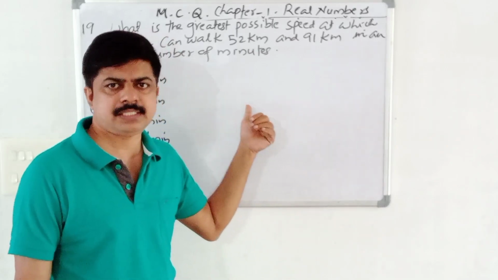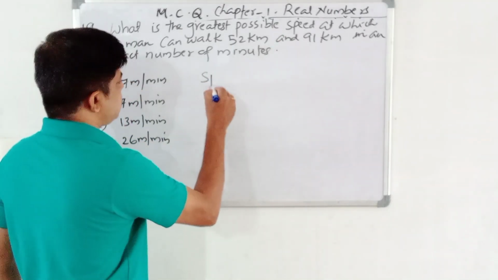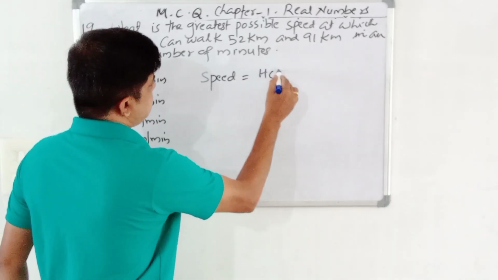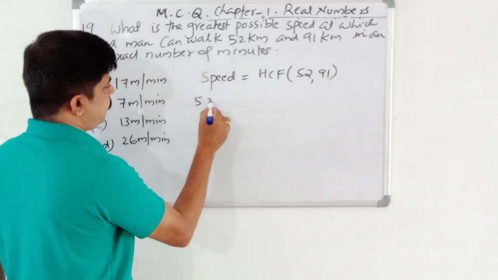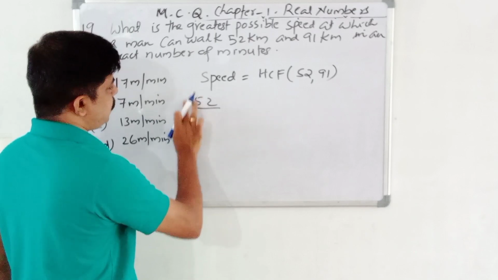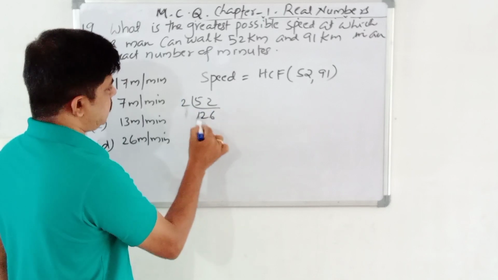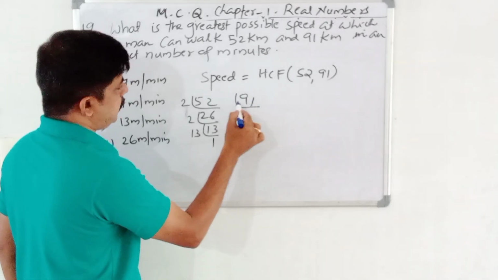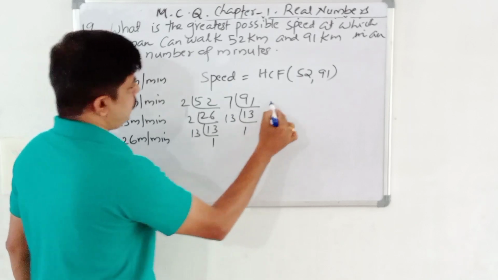Here we have the concept of HCF. To find the speed of his walk, we need to find the HCF. HCF is equal to speed. Speed is equal to HCF of 52, 91. 52 is divisible by 2, 26, 2, 13, 1. Here we have 91. It is divisible by 7, 13 times.